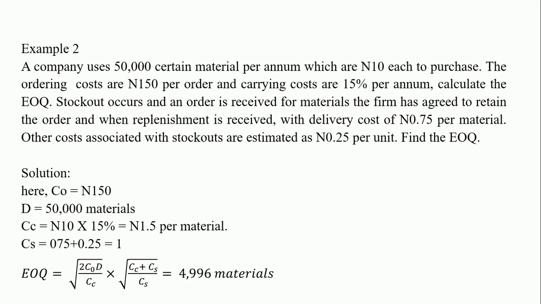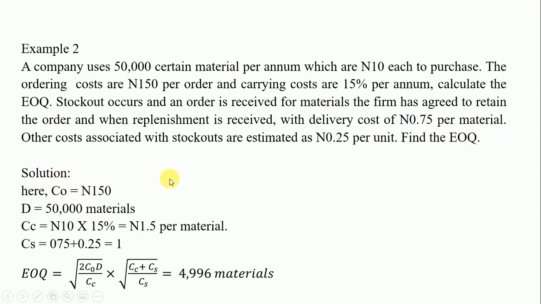In addendum to the previous example, we have additional information. When stockouts occur and an order is received for materials, the firm has agreed to retain the order, and when replacement is received, there is a delivery cost of 75 kobo per material. Other costs associated with stockouts are estimated as 25 kobo per unit. Find the EOQ.